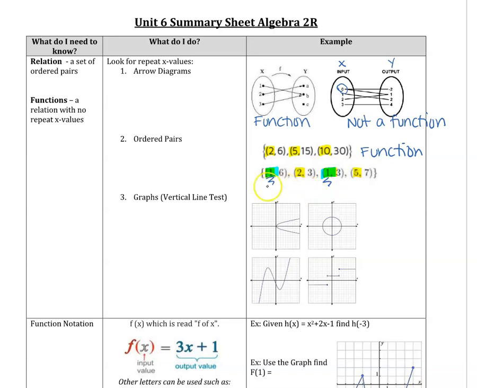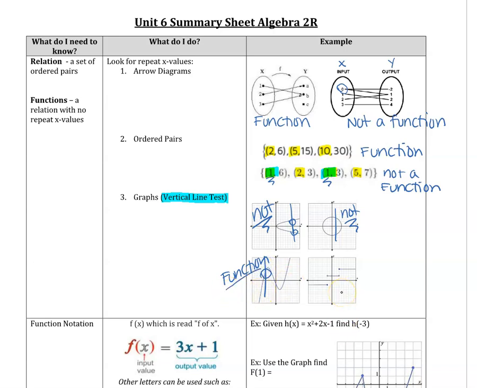My ones repeat, or my x's repeat, so this is not a function. Graphs are my favorite way to check whether something's a function or not, and we do this by doing the vertical line test. So what this says is I draw a vertical line. If it intersects twice, then it's not a function. Not a function. Third one's cool though. Only intersects once. So this one is a function.